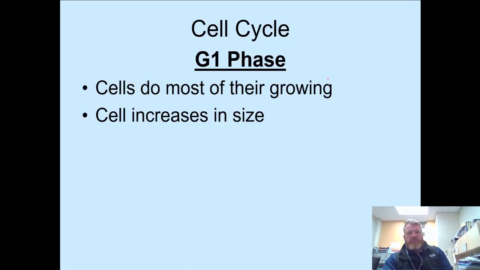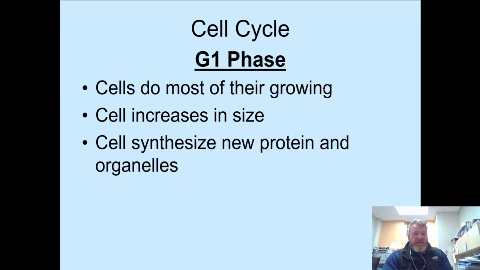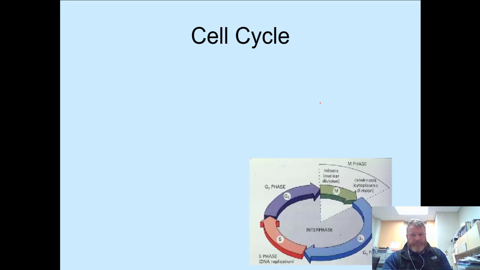So G1 is where the cells spend most of their time growing, increasing in size, synthesizing new proteins. Essentially, they're doing whatever cells do. So if it's a liver cell, it's doing liver cell things, a skin cell doing skin cell things. It depends on what it is going to be, what dictates what it does.